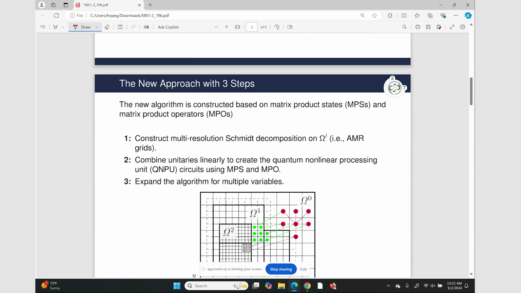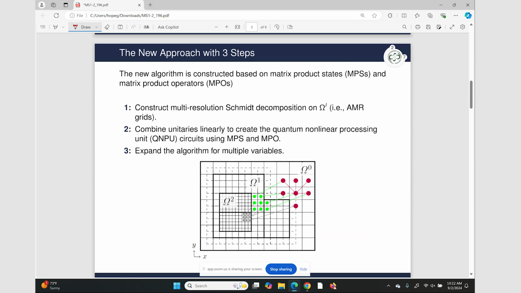The new algorithm has three steps, and it is constructed based on matrix product states and matrix product operators. I will first go through these three steps, and then come back to explain what is new about this method, what the challenges are, and how we address these potential challenges. The first step is to construct a multi-resolution Schmidt decomposition on a composite grid.